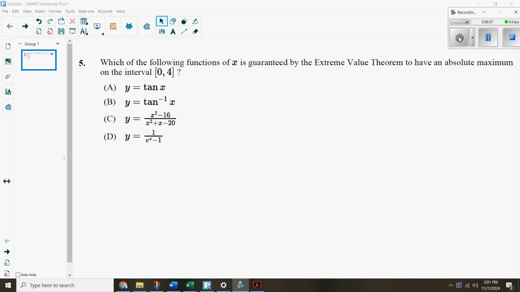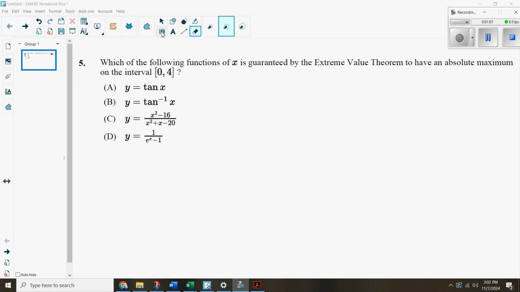Now notice it doesn't say differentiable, because you can have a function that is not necessarily differentiable at all points, but is continuous, and if it is over a closed interval, it will still have an absolute maximum and an absolute minimum. For example, you could have a function that looks like this, which is not differentiable over the closed interval a to b, but is definitely continuous over the closed interval and has an absolute minimum and an absolute maximum.